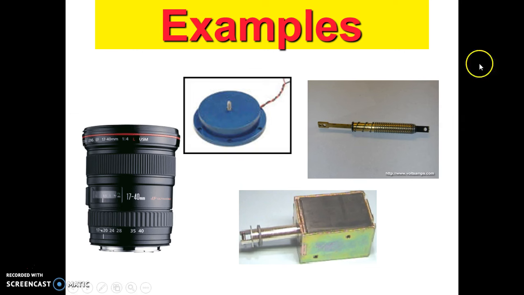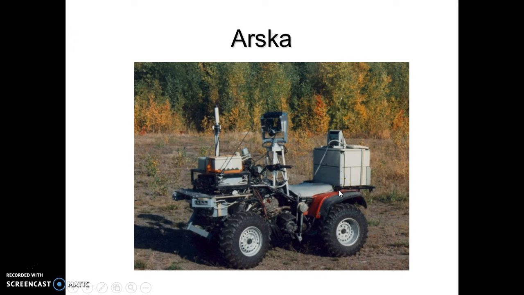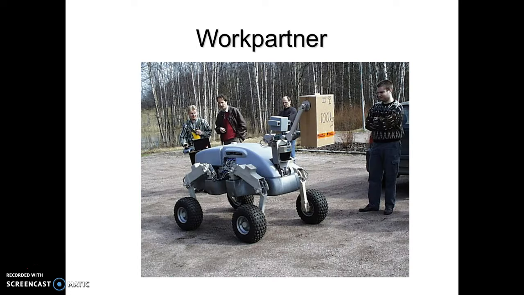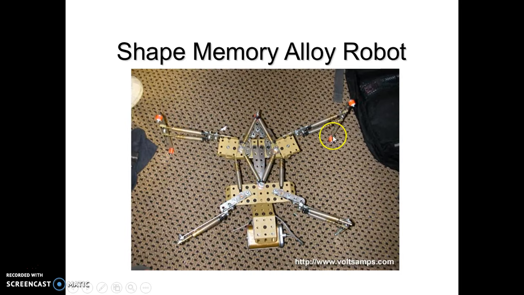This is a camera, this is an electric actuator. These are the applications where electric actuators and hydraulic actuators are also used. Here also a work partner. Here motors, servo motors and DC motors are used, and here hydraulic actuators are used. Shape memory alloys: this is the application of shape memory alloys.